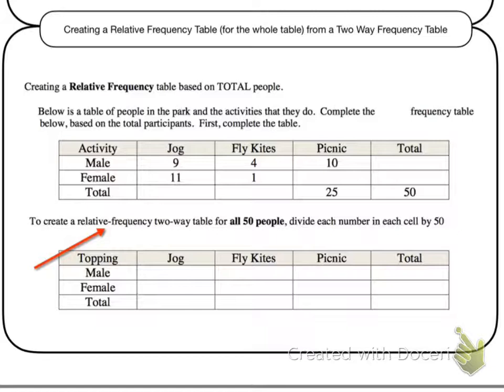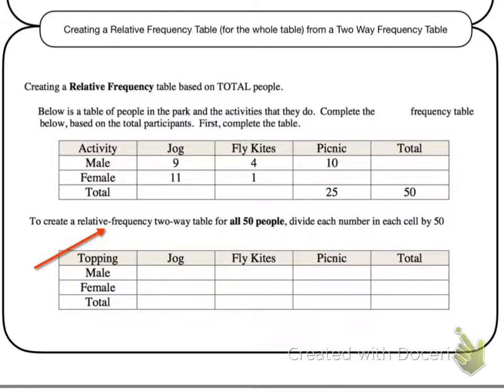All right, creating relative frequency tables for the whole table from a two-way frequency table. Okay, so below is a table of people in the park and the activities that they do. Complete the frequency table below based on the total participants. And first we got to, of course, complete the table.